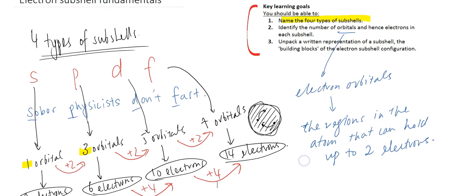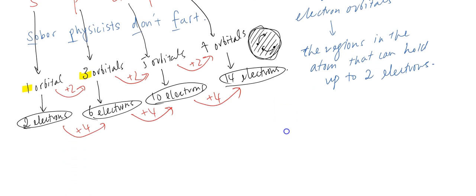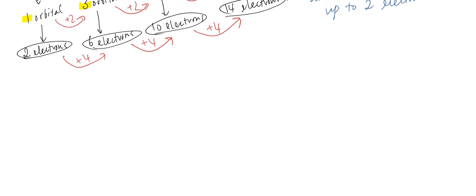All right, now the last thing that we're going to do is unpack a written representation of a subshell. A written representation of a subshell is what I call the building blocks of the electron subshell configuration, which we will look at in later videos. So what is a written representation of a subshell? In other words, if we had to represent in writing an electron subshell, what would it look like? A typical example would be, let's say, 2s1. You can identify perhaps 3 components in this written representation: 1, 2, and 3. So let's just go through each of these 3 components.